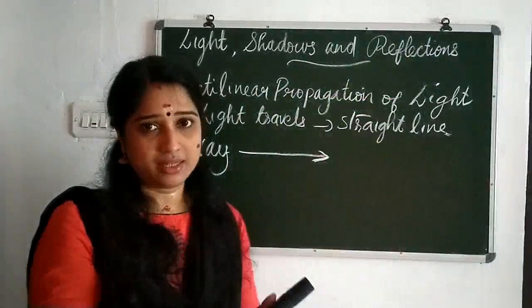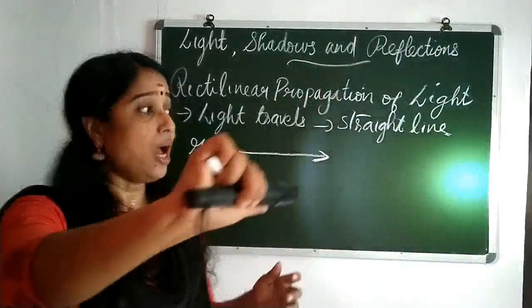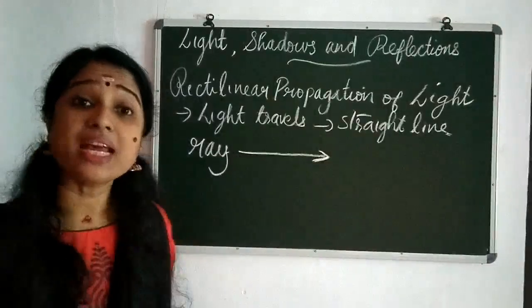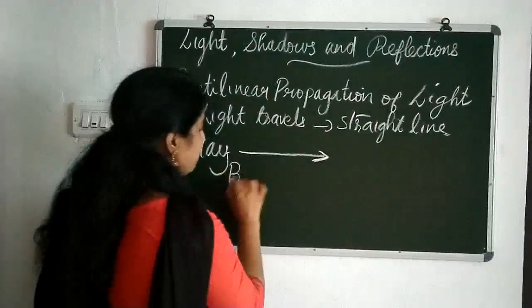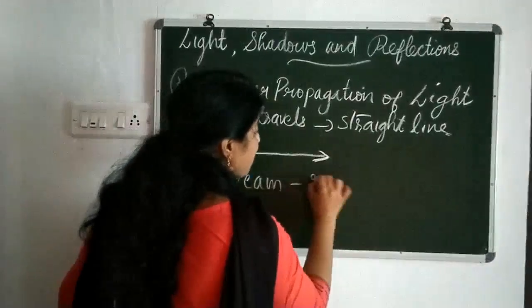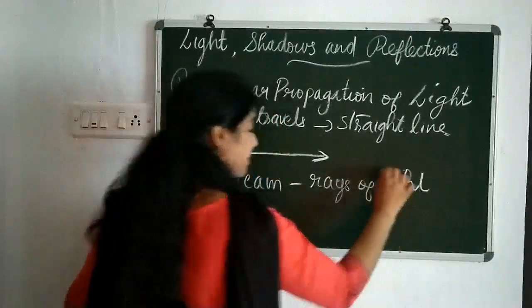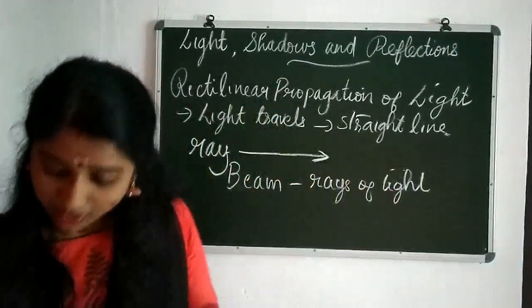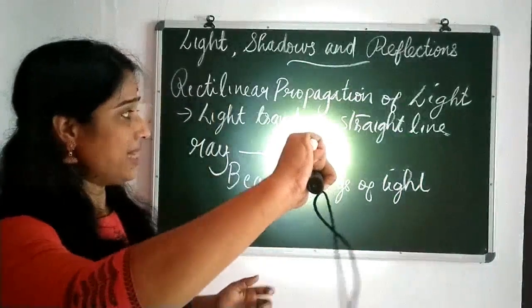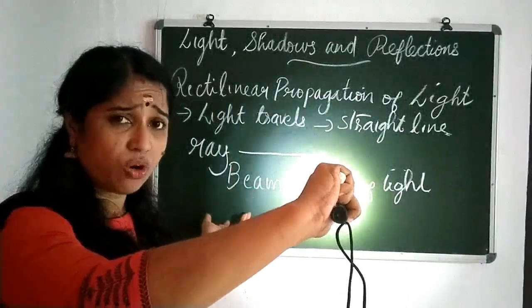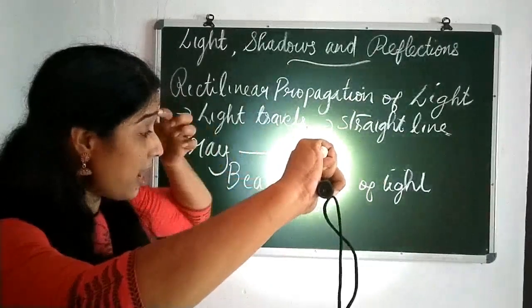Numerous rays of light. This is the beam of light, and it is composed of numerous rays of light. And another important thing, just observe it once again. These rays are parallel to each other. They are not scattered at all. These rays of light are parallel.